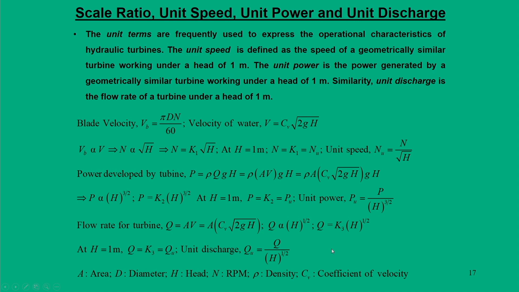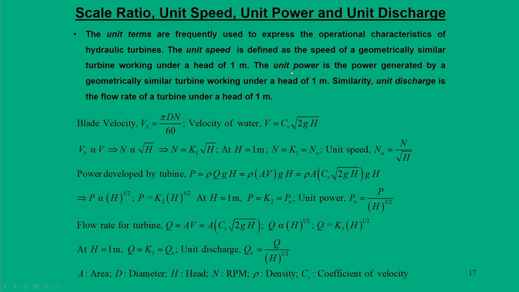Now, moving further, the same logic we apply to define the unit terms. They are nothing but the operational characteristics of hydraulic turbines. The unit speed is defined as the speed of a geometrically similar working turbine which works under a head of 1 meter. Unit power is the power generated by geometrically similar turbines working under 1 meter. Unit discharge is the flow rate of the turbine working under the head of 1 meter.